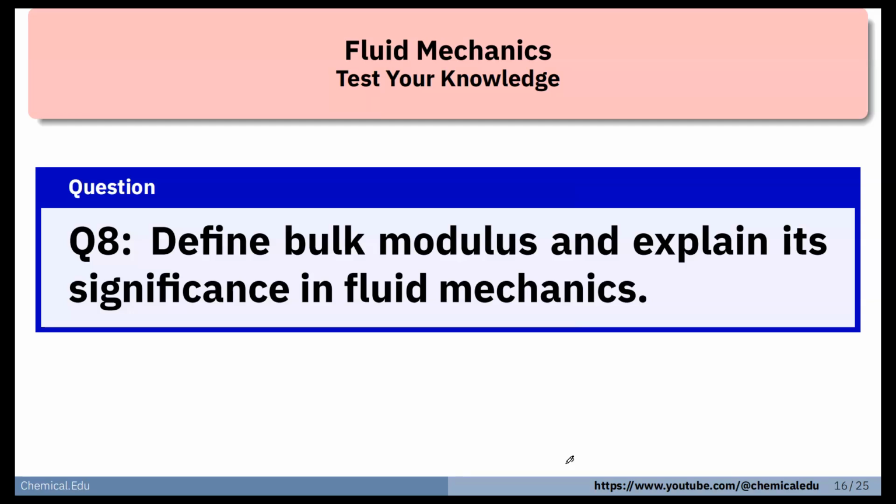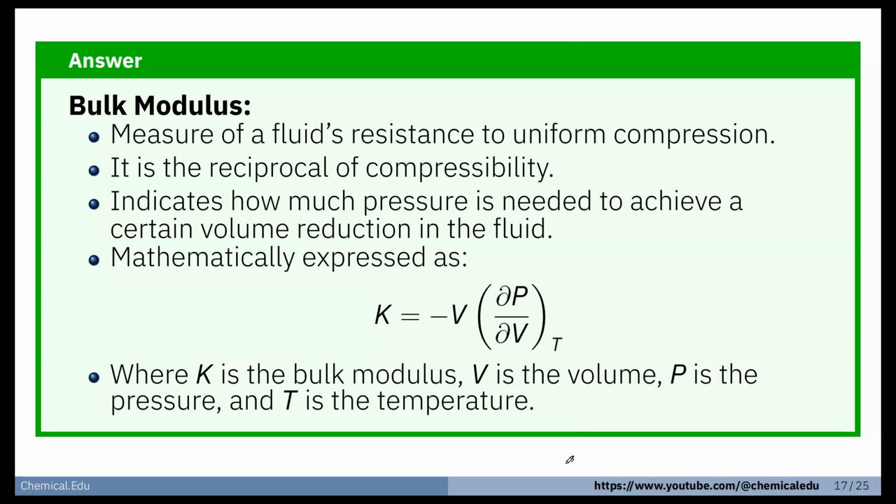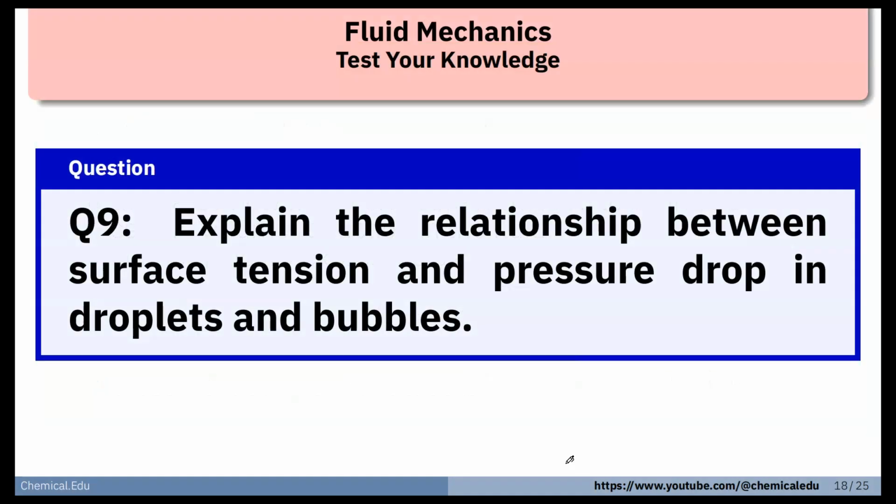Define bulk modulus and explain its significance in fluid mechanics. Bulk modulus is a measure of a fluid's resistance to uniform compression. It is the reciprocal of compressibility, indicates how much pressure is needed to achieve a certain volume reduction in a fluid, mathematically expressed as K is equal to minus V dou P by dou V at constant T, where K is the bulk modulus and V is the volume, P is the pressure and T is the temperature.